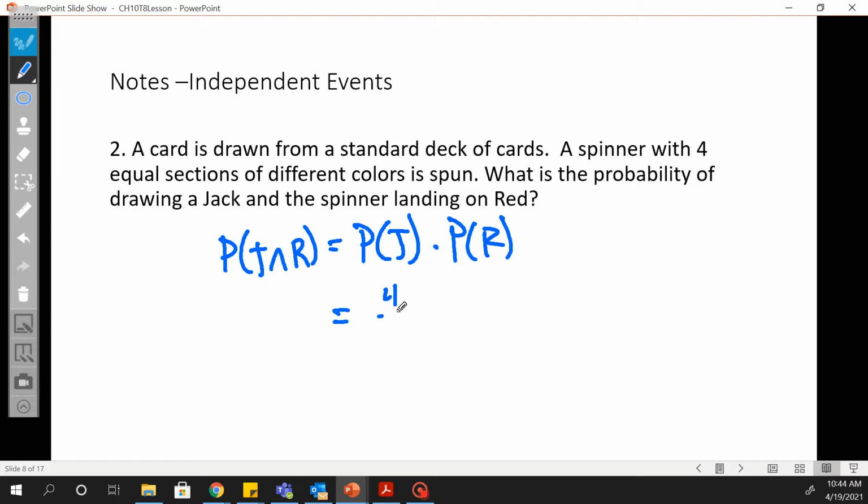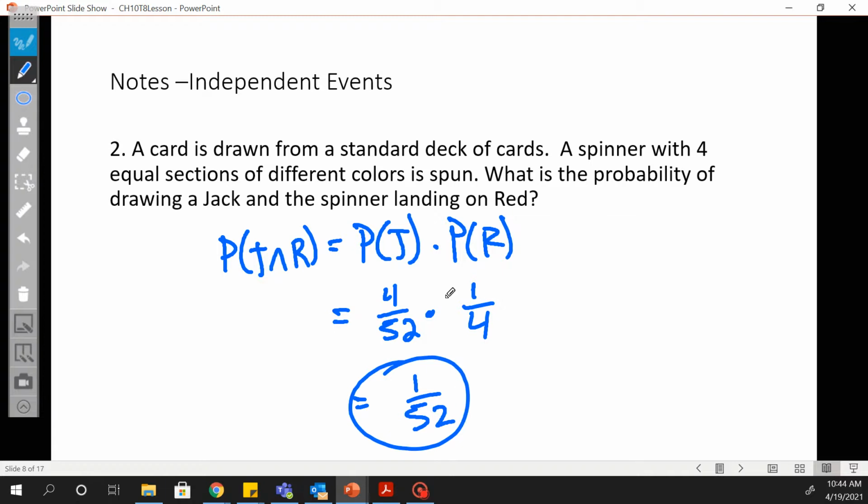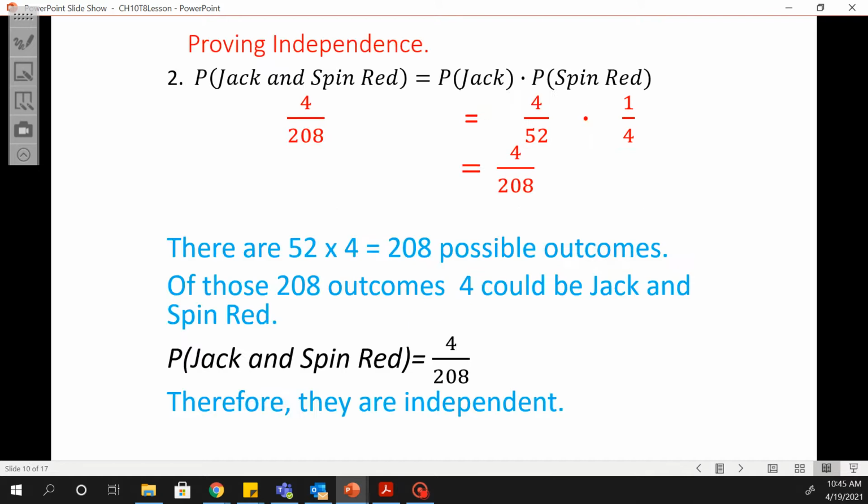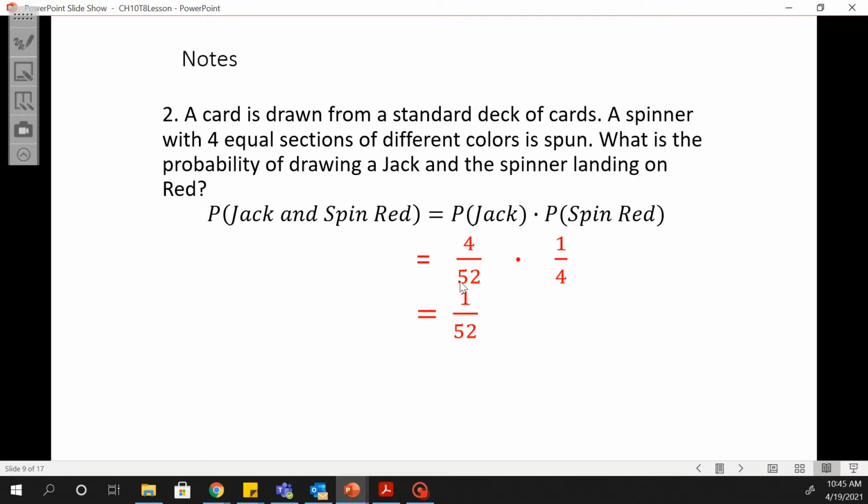Okay, well the probability of a jack is 4 over 52. Probability of red, it's 4 equal sections of different colors, so 1 over 4. So that would be 1 over 52, probability of jack and red. Now that only applies if these are independent events. We need to prove that they are independent events. So we need to show that the actual probability of getting a jack and a red is 1 over 52.